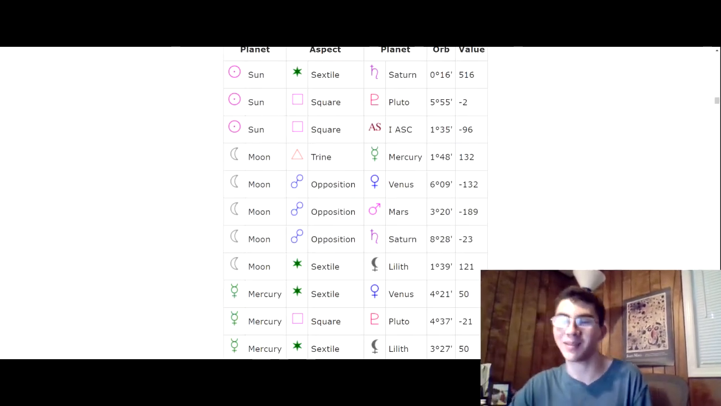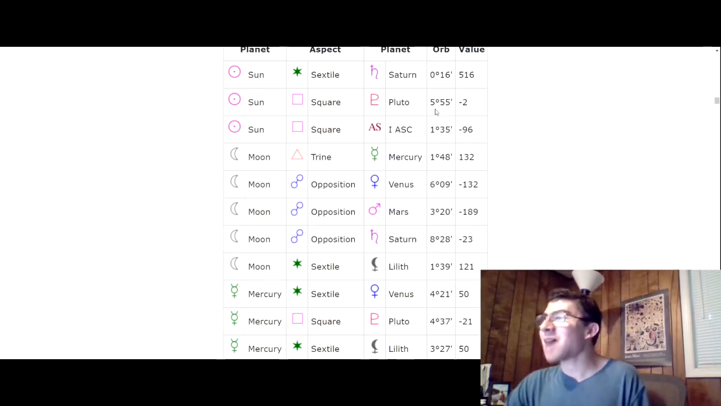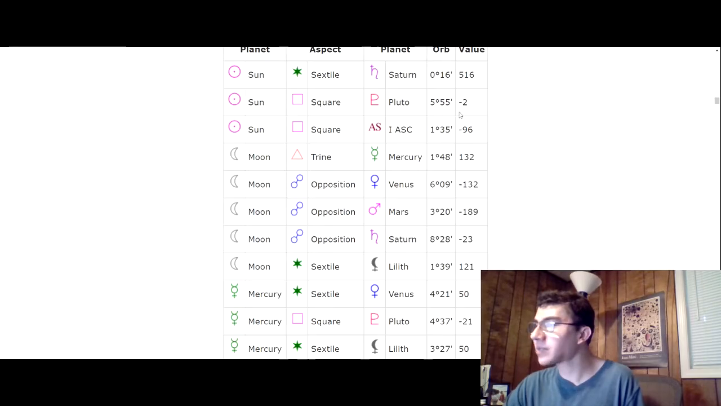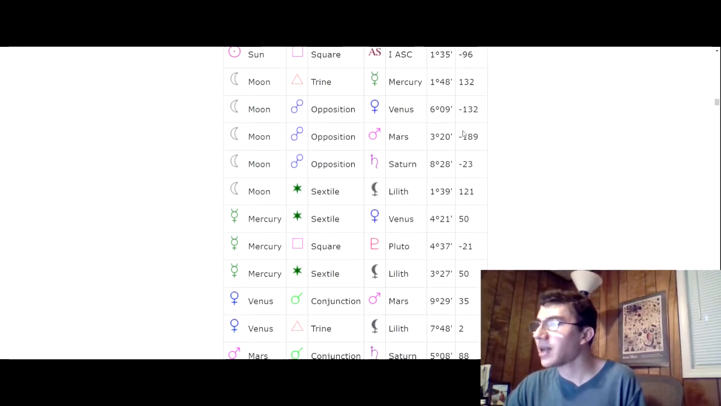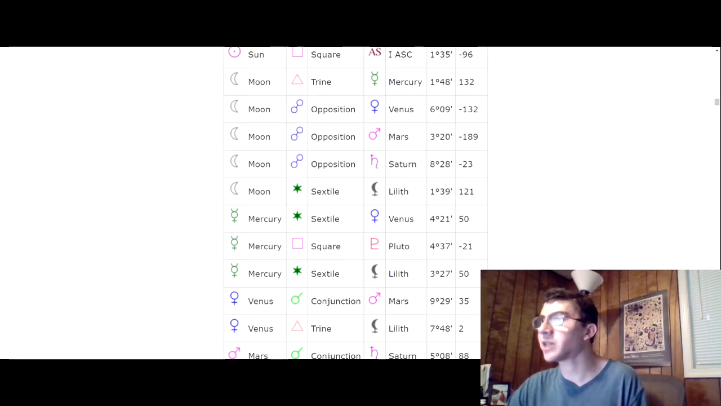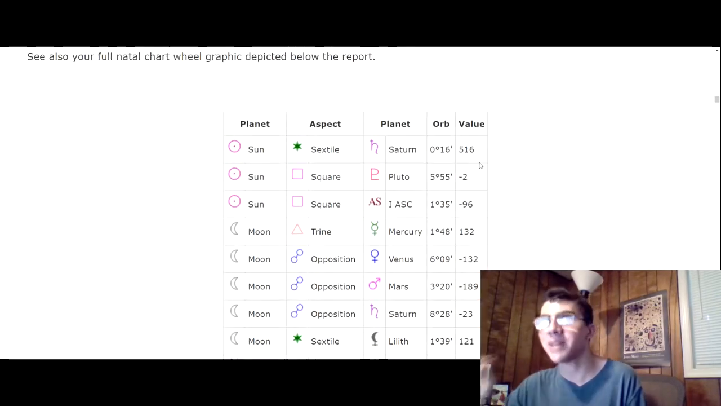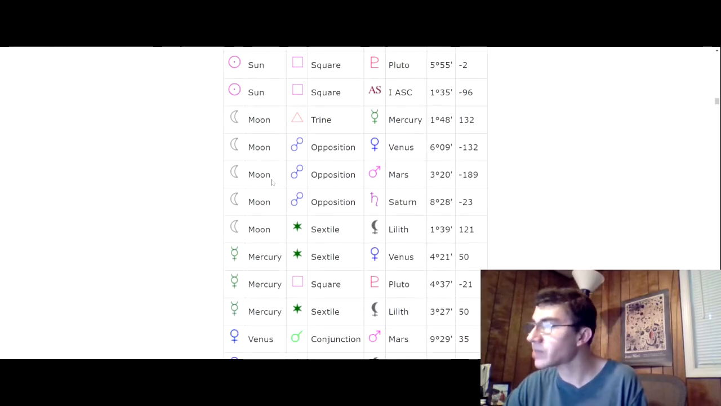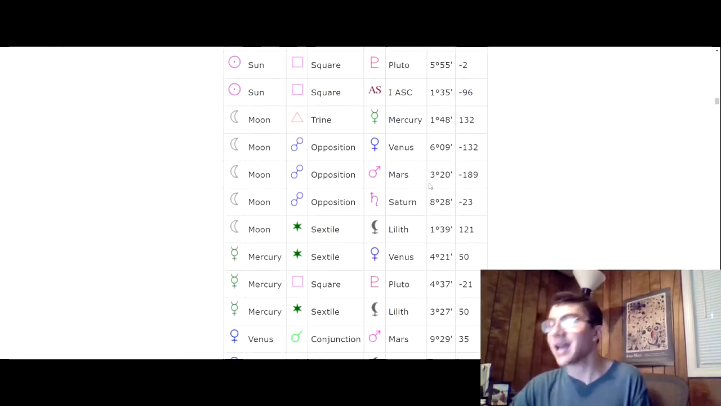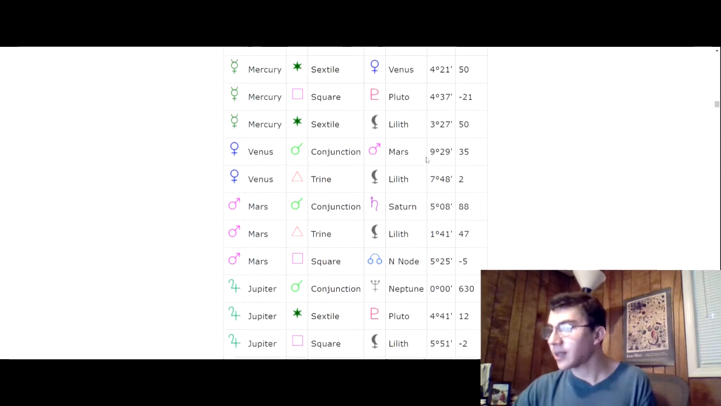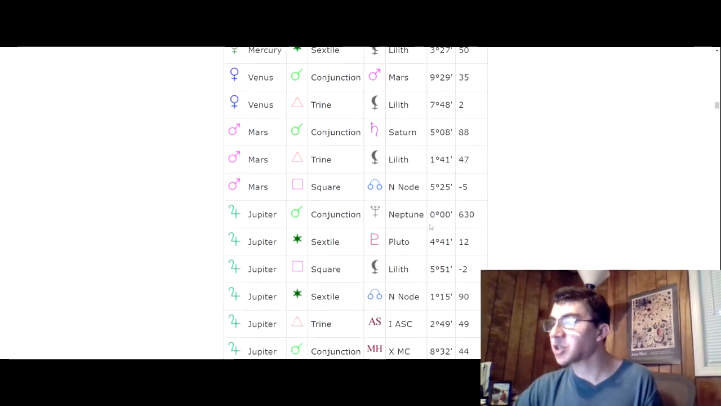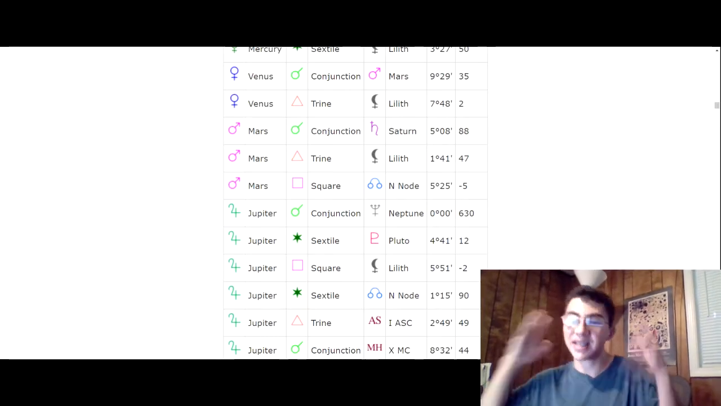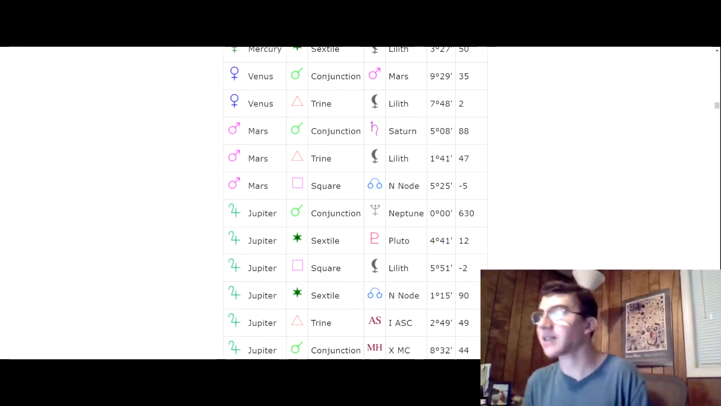So, we have, for example, Sun square Pluto at 5 degrees and 55 minutes here. And again, let's just look at the degree. I'm not concerned about the minute. So, Sun square Pluto, 5 degrees. Let's say the Moon opposite Mars at 3 degrees. That kind of thing. But Jupiter was conjunct Neptune at 0 degrees and 0 minutes. The exact day, that's the exact conjunction.